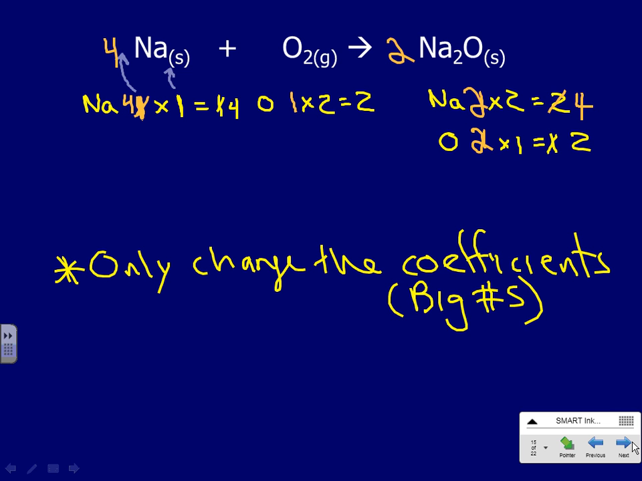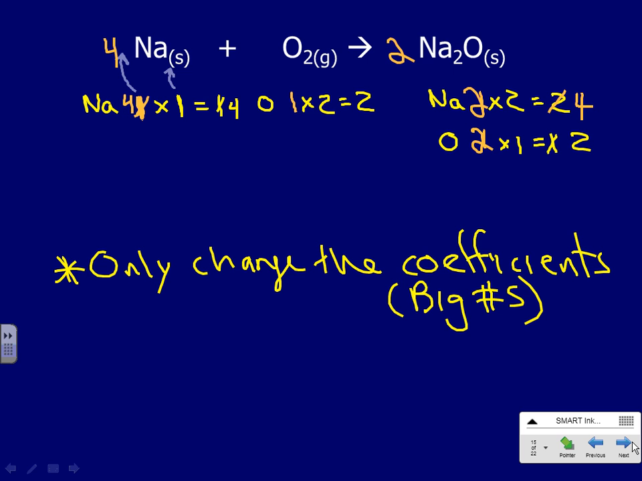So this now is balanced. Is it? Do we have it all balanced? Let's do a quick check. 4 times 1 is 4. 2 times 2 is 4, right? 1 times 2 is 2. And 2 times 1 is 2. That's a balanced chemical equation. Okay? Does that take care of it? There's no 1 written after the Na2O, but it's implied that there's just 1.